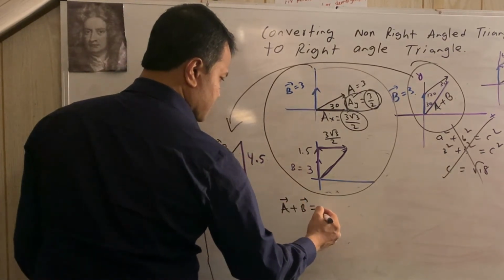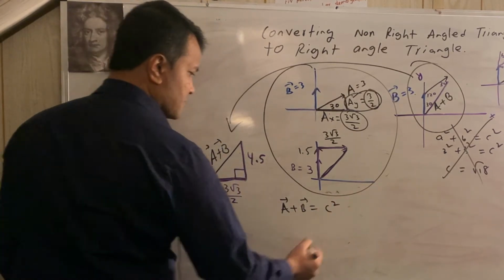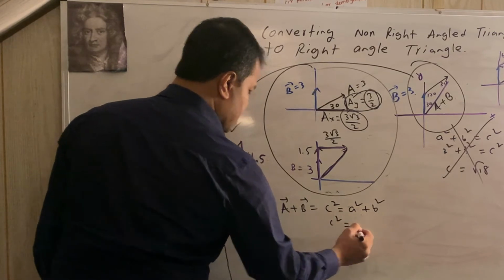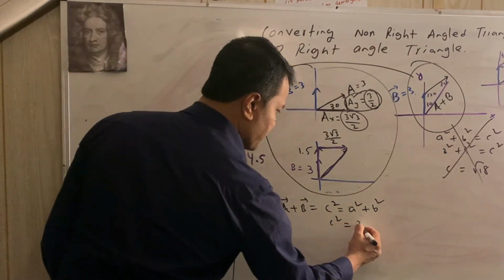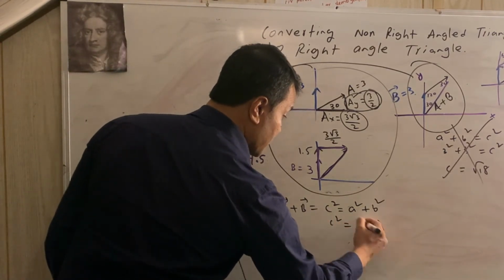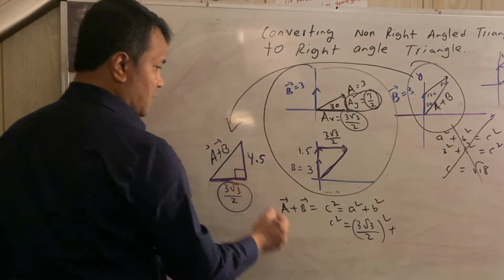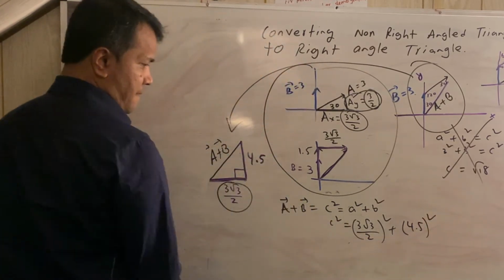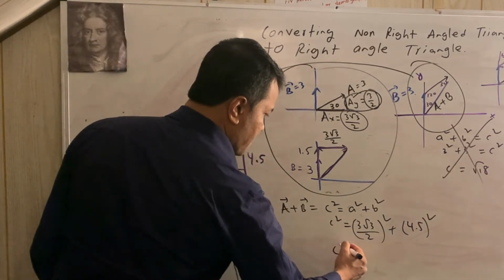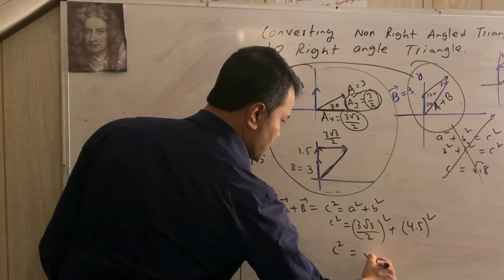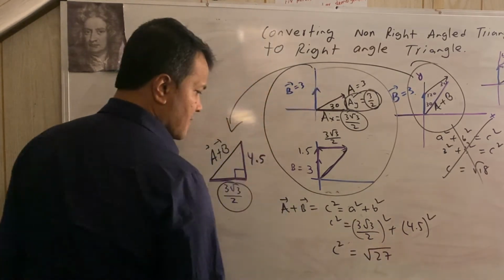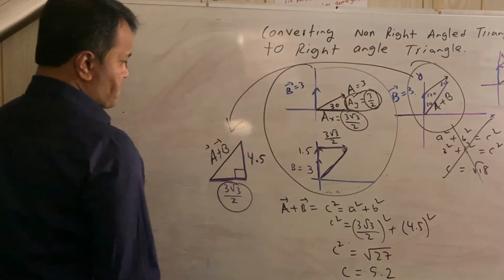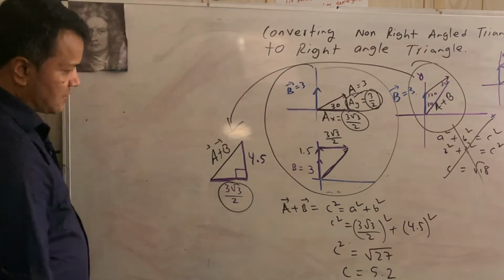So A plus B is equal to c, and c squared is equal to a squared plus b squared. So c squared is 3 root 3 over 2 squared plus 4.5 squared. So c squared is 27, and c is the square root of 27. So c is 5.2. All right, so c is 5.2.